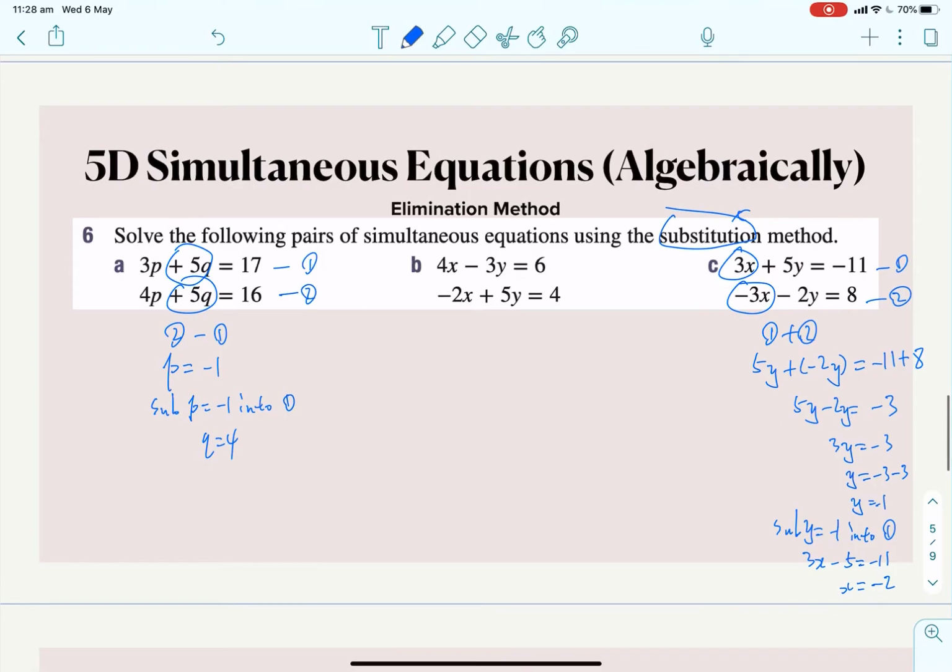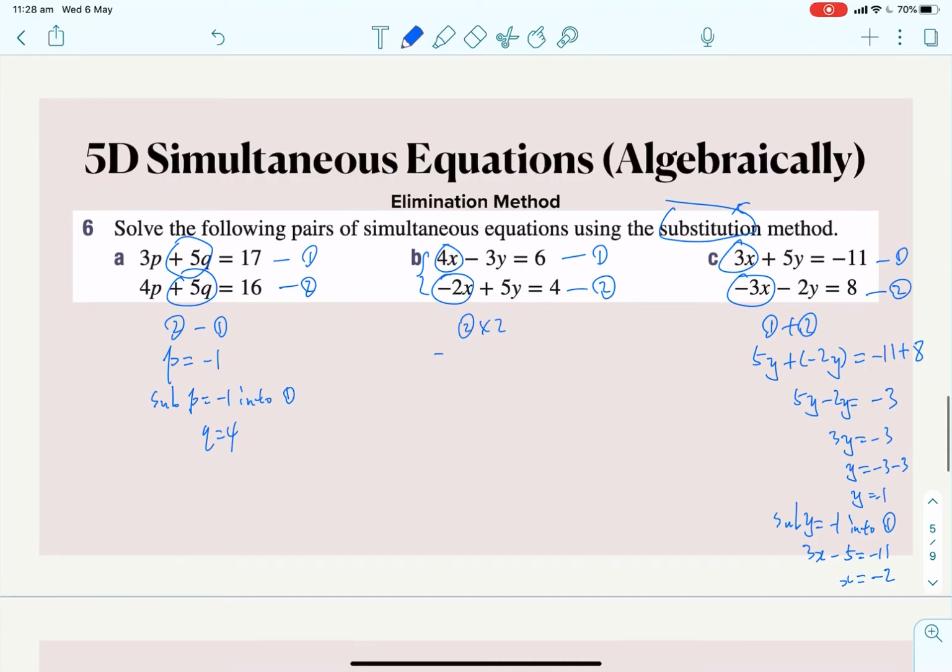Well, you got 4x, you got negative 2x. If we double the second one, so second equation times 2, we get negative 4x plus 5 times 2 is 10 equals 8, okay? Now this and this are opposite. So you know what? We can just add them together and eliminate the first term. So we can do 1 plus 3. Okay, so this plus this cancels each other out.